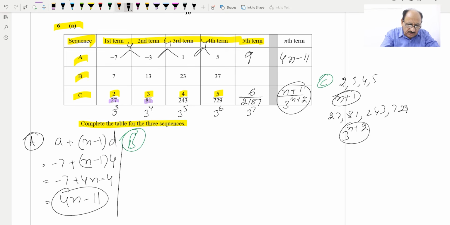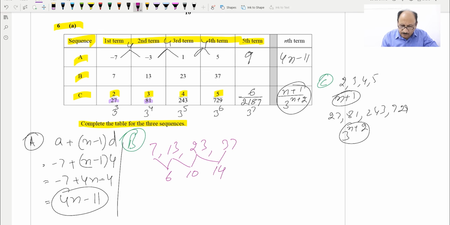Now we can understand B, and B is what? For B, we can write the sequence 7, 13, 23 and 37. If we check the first difference, 13 minus 7 will be 6, then 23 minus 13 will be 10, and 37 minus 23 will be 14. Next we can check this difference. This difference is 4, and this one also 4. So the second difference is the same, which is 4.